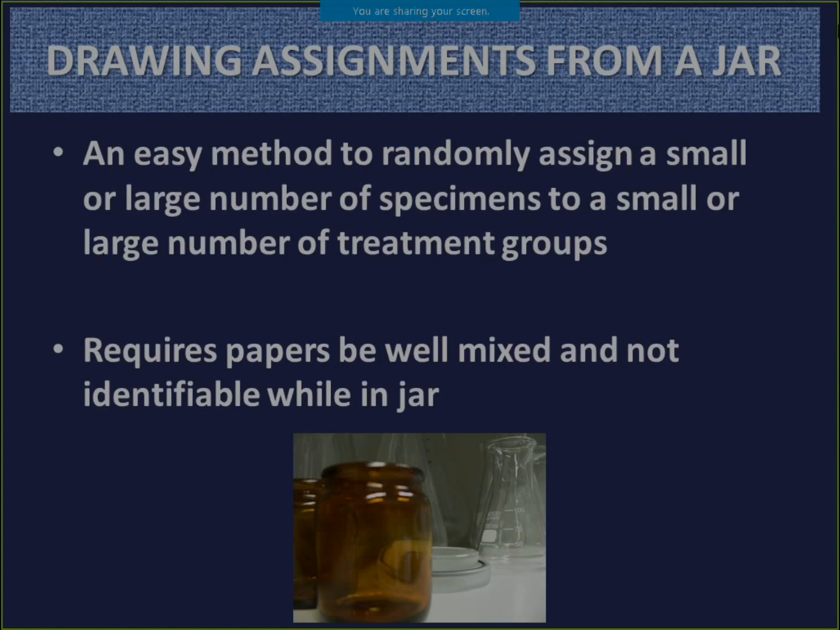You can also draw numbers or treatment groups out of a jar, and this can be an easy way to randomize assignments for a relatively small set of specimens and treatment groups. However, this will only randomize if the pieces of paper you use are very well mixed and if you can't read any of them while you're drawing. So this is the same basic principle as a lottery.